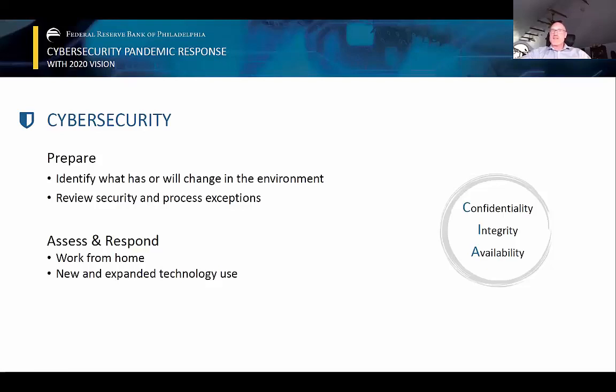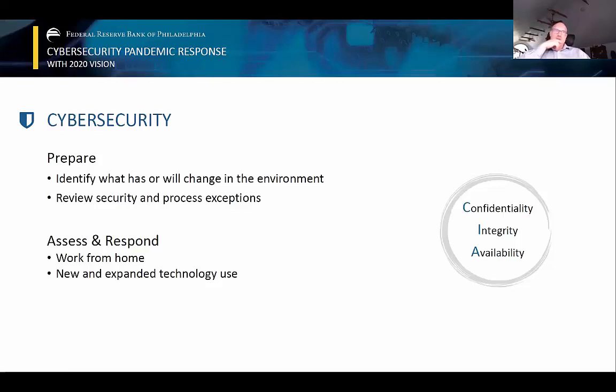So let's look at assessing and responding. So a couple common ones, like most people, most organizations, I should say, are experiencing work from home and new and expanded technology use. So what are some of the things that you should be doing there to assess the situation, see if things are still within acceptable risk parameters? So working from home, some questions you might want to ask, what new rules have been created for accessing data from remote locations, right?